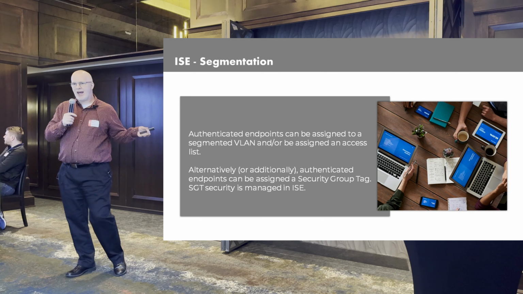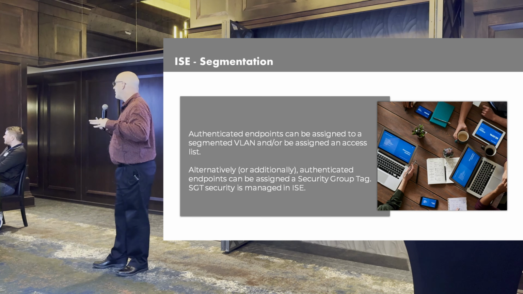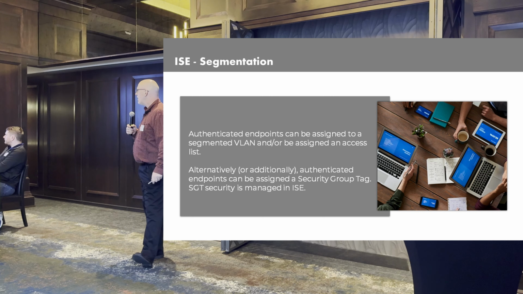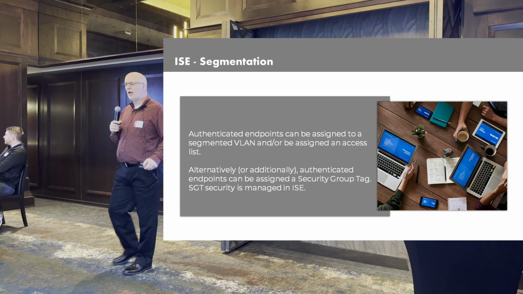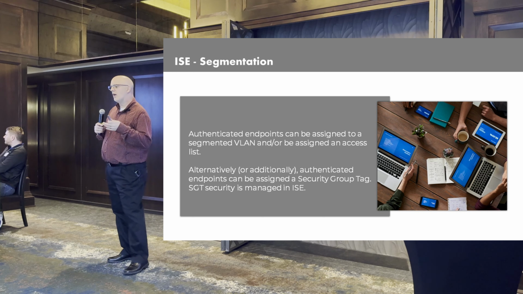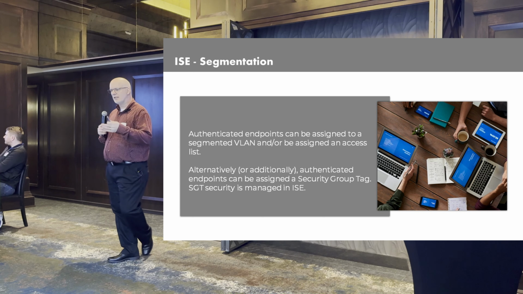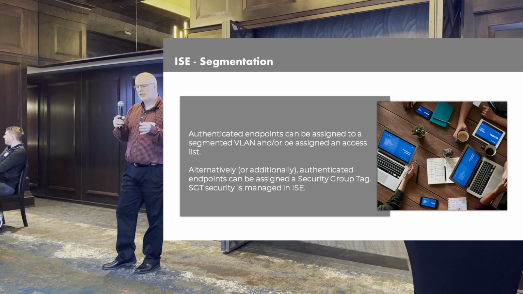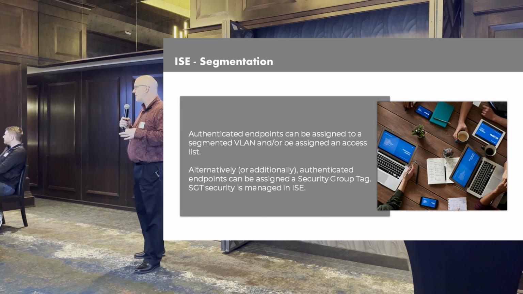Segmentation, we talked about that. That's to keep your voice and your data separate from each other. So authenticated endpoints can be assigned to a voice VLAN, if you have that, or they can be assigned an access list, like a downloadable access list that says, all right, this can only connect to these devices. Again, the intention is to keep your voice and your data traffic separate from each other.